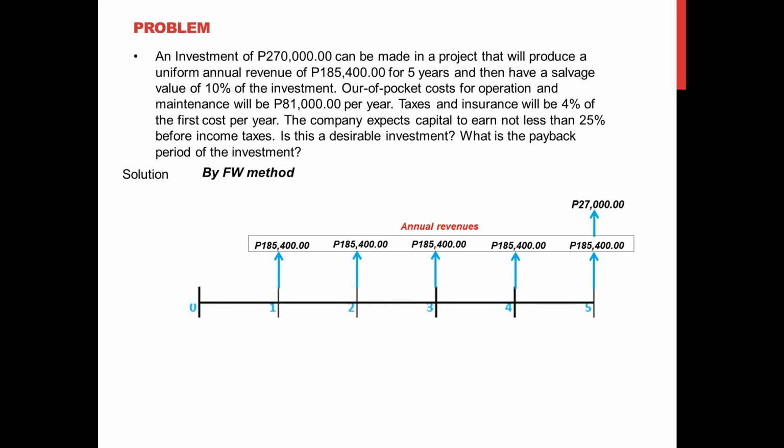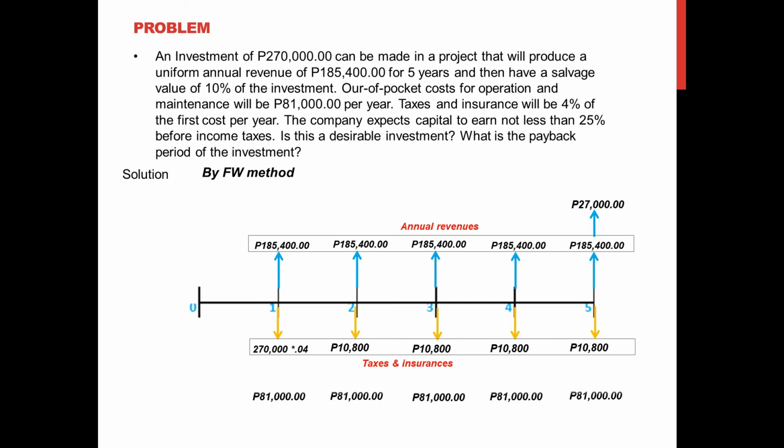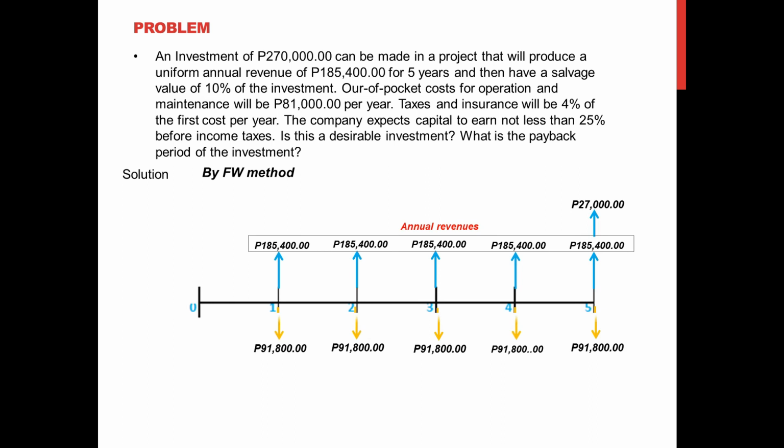So this is the annual revenues, and this is actually taxes and insurances amounting to 270,000 times 4%, 10,800. We also include here 81,000 as the operations and maintenance cost. Again, this will yield to 91,800 pesos.